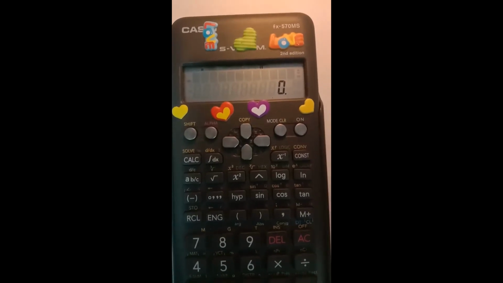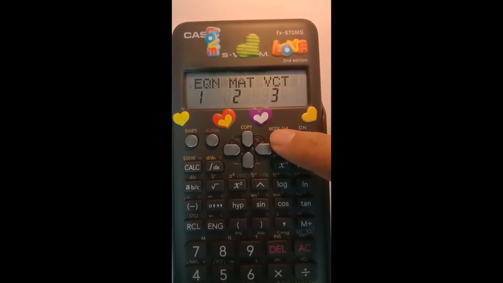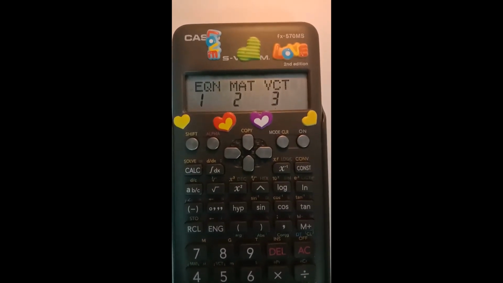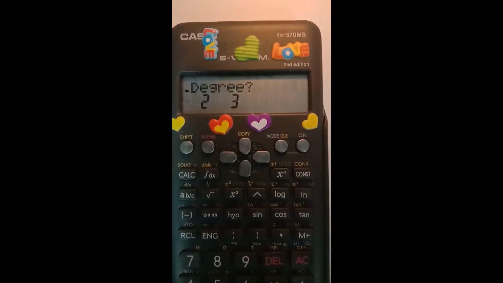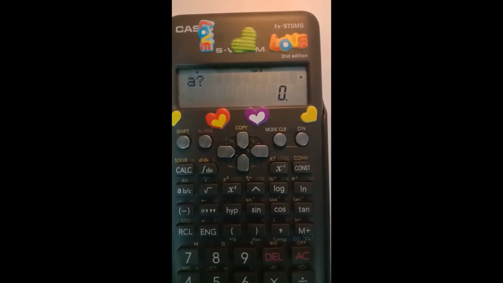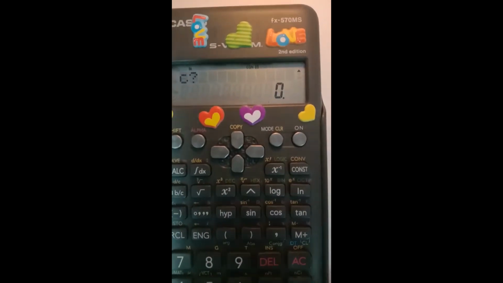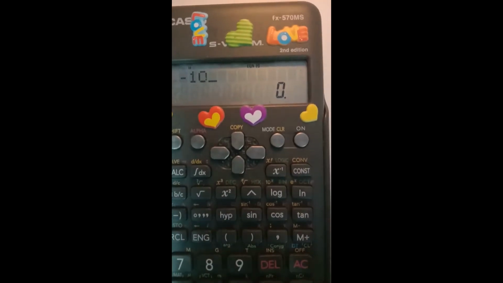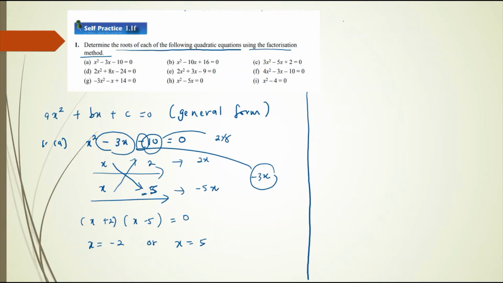We also can use a calculator to find the roots of a quadratic equation. First, we press mode 3 times, then we choose equation number 1. So we press here to find the degree, choose 2. Then we substitute the values: A is equal to 1, B is equal to -3, then C is equal to -10. Then we'll get the roots of the quadratic equation, 5 and -2. Okay, I already showed you how to use the calculator to find the roots of a quadratic equation.